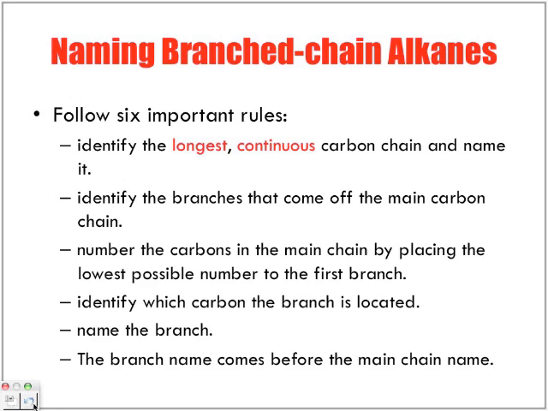Now, number the carbons in the main chain by placing the lowest possible number on the first branch. So what you're going to want to do is number the different carbons: 1, 2, 3. If you've got 5 carbons in the straight chain, you want to number each one of the carbons, and you always want to start your first branch on the lowest number. Identify which carbon the branch is located on. Once you've numbered your carbons, figure out what group it is, because you need to identify that. Name the branch, and then the branch name comes before the main chain name. And it's going to make sense in just a second when we go through an actual example.